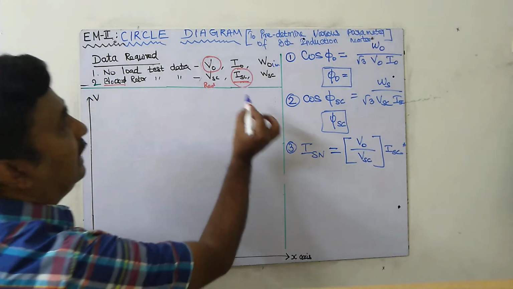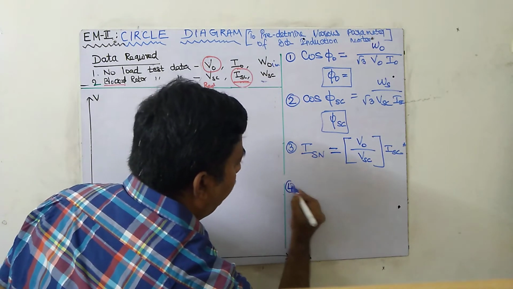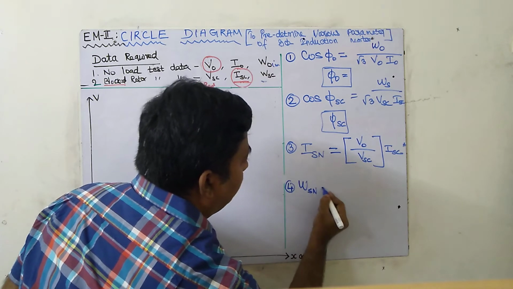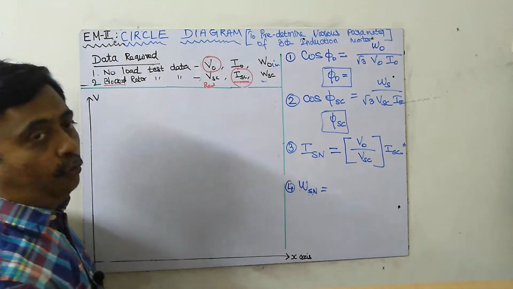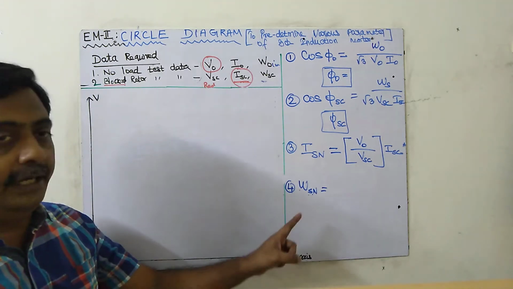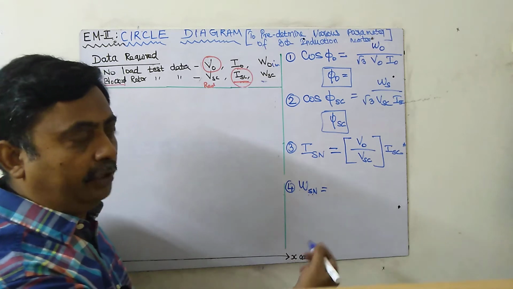Next, what do I have to find? Same thing, I have to find WSN. Fourth thing, I have to find WSN. What is WSN? WSN is the short circuit power at normal voltage. How to find it? There is a formula. Before going to the formula, I will explain how we derive it.